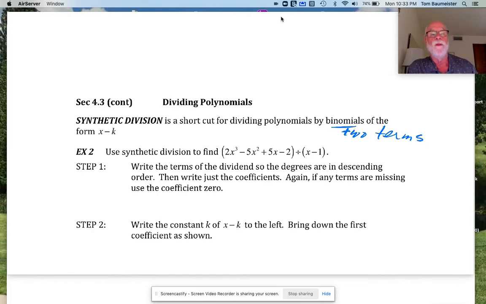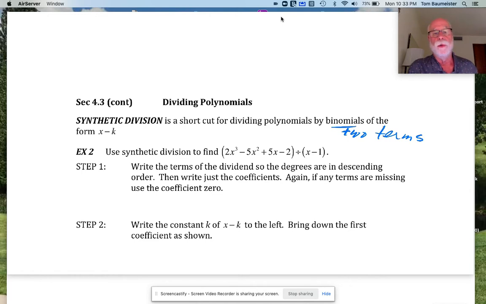So example 2, use synthetic division to find 2x cubed minus 5x squared plus 5x minus 2 divided by x minus 1. The first example we'll use steps, and then the second one we'll combine all the steps together as one, and then we'll have one where we're going to use the remainder theorem. So step 1, write the terms of the dividend so that the degrees are in descending order. Then write just the coefficients. Again, if any terms are missing, use the coefficient 0.